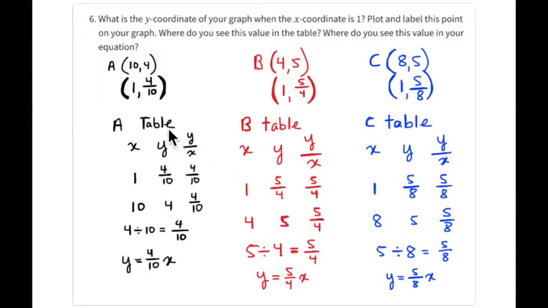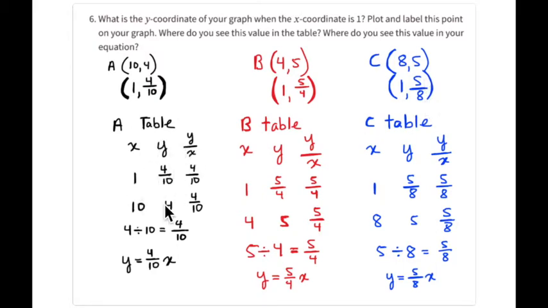All right, so more of a summary. Point A is (10, 4). What happens to y when x is 1? Well, y becomes the constant of proportionality, 4 over 10. For B, when x is 1, y becomes that constant of proportionality, 5 over 4. Or for C, when x is 1, y becomes the constant of proportionality, 5 over 8.